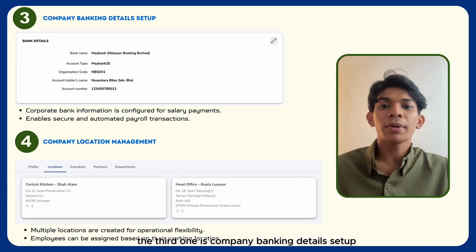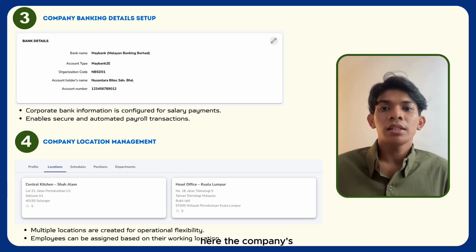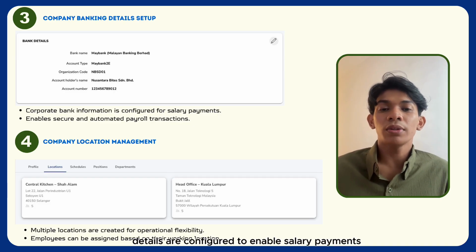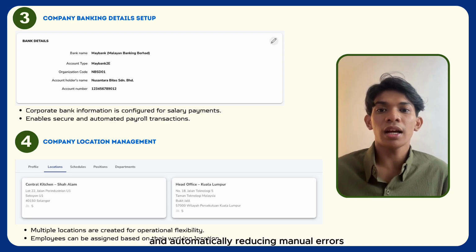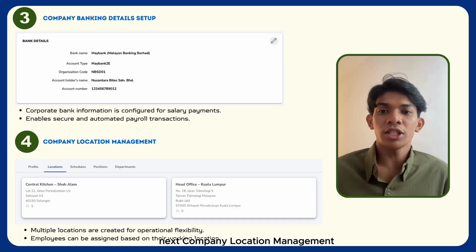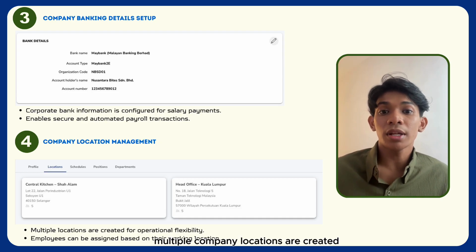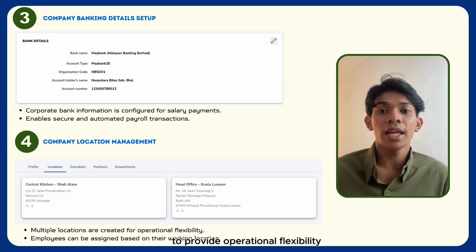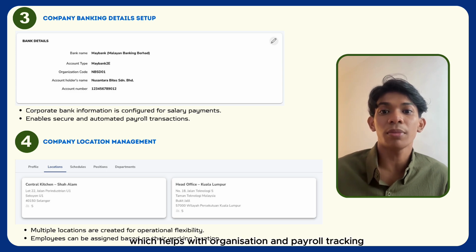The third one is company banking details setup. Here, the company's banking details are configured to enable salary payments. This allows payroll transactions to be processed securely and automatically, reducing manual errors. Next, company location management. Multiple company locations are created to provide operational flexibility. Employees can be assigned based on their working location, which helps with organization and payroll tracking.